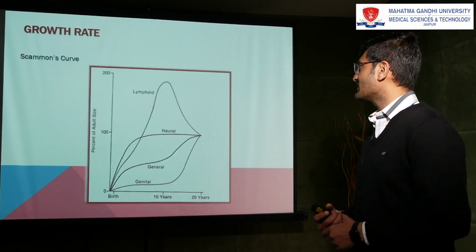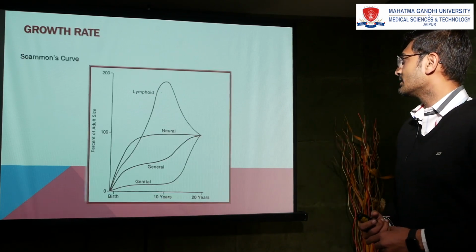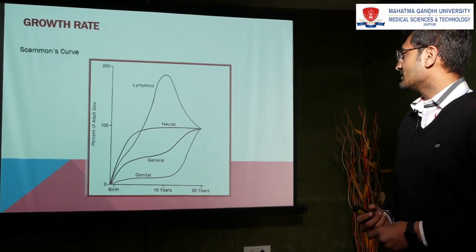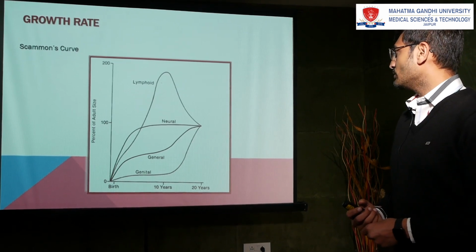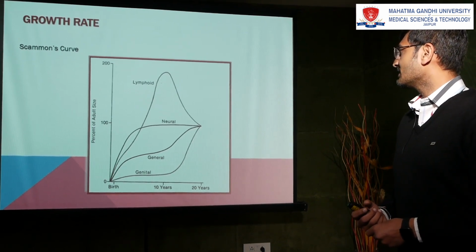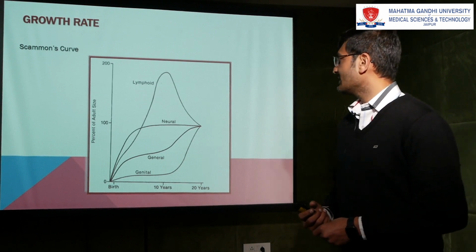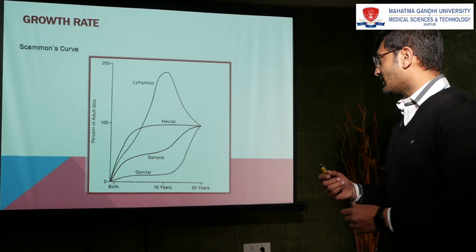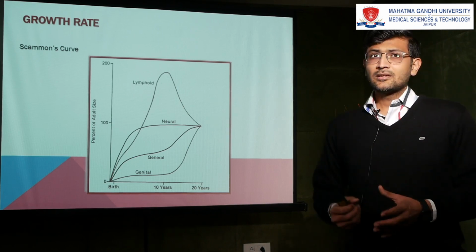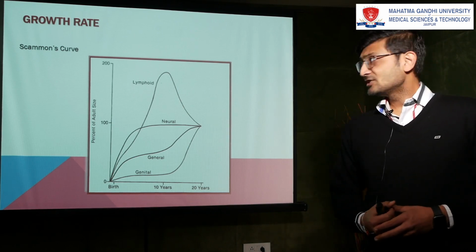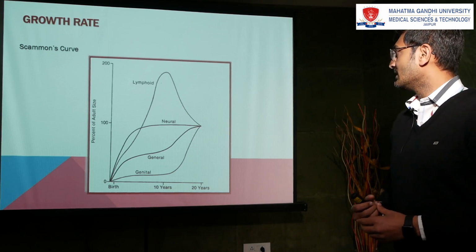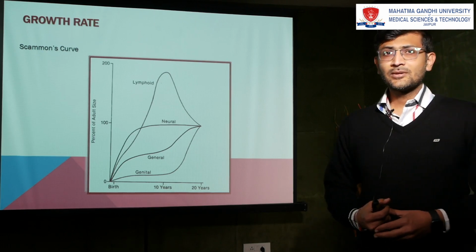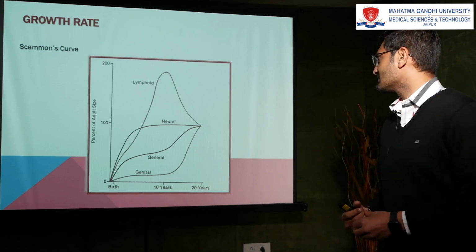This is the Scammon's growth curve, which shows the growth of various organs and structures. The neural tissue shows the maximum growth initially, that is up to 5 years of age. The brain grows to its maximum size and then slowly achieves a plateau phase. So maximum growth of the brain occurs during the initial years. The lymphoid tissue initially grows up to 200% and then slowly comes back to 100% of growth over the years, around 20 years of age.